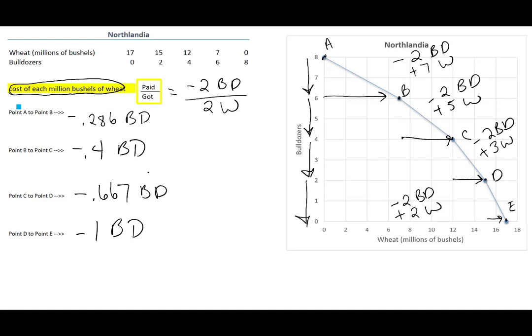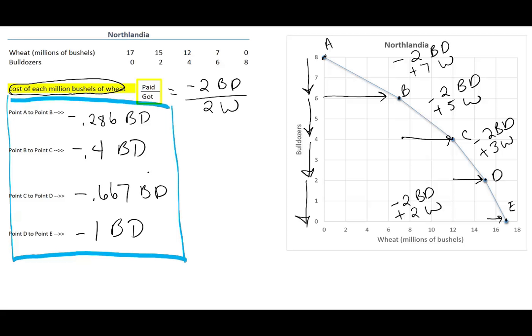Okay, all this work did have a point, and the point is this right here. In the beginning, when the economy wanted to produce its first bushels of wheat and move from point A to B, the economy only had to pay 0.286 of a bulldozer. And as it wanted more, say from point B to C, it had to give up more. The opportunity cost was higher. And if it wanted even more wheat from point C to D, the opportunity cost increased. And the last bushels of wheat had the highest opportunity cost.